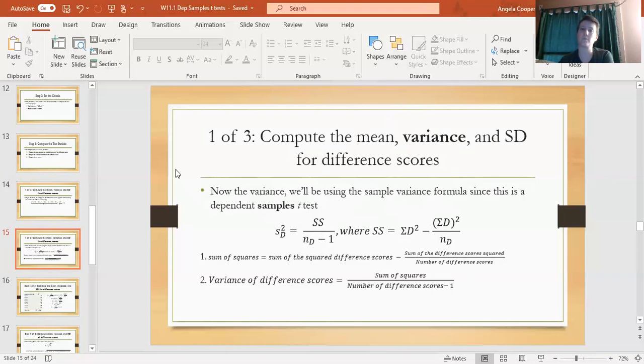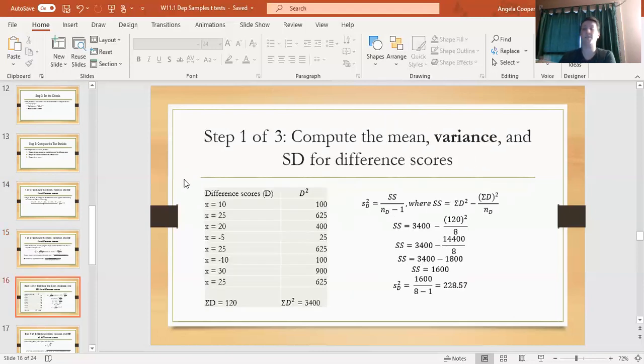To do that, we have our difference scores of 10, 25, 20, -5, 25, -10, 30, and 25. Those are just the pure, unfiltered difference scores. That's just taking the number of seconds spent reading when a teacher is there, minus the number of seconds spent reading when a teacher's not there. That's what that column on the left is representing, just the pure difference scores.